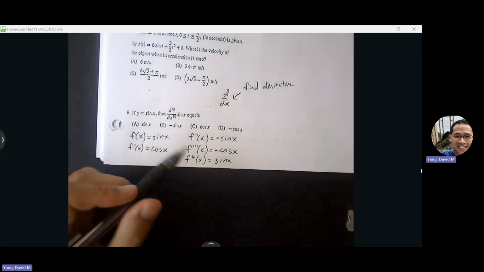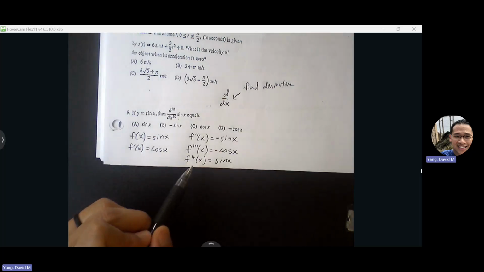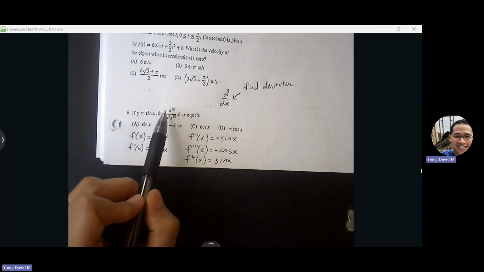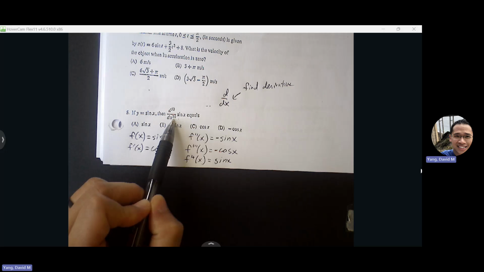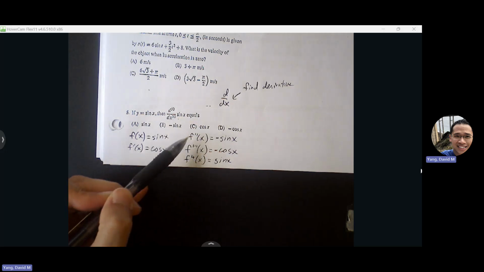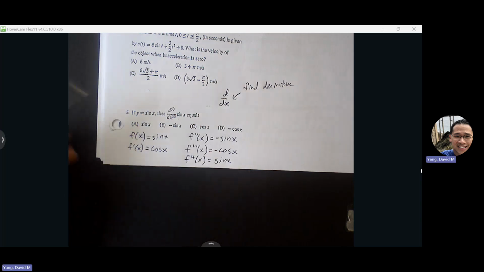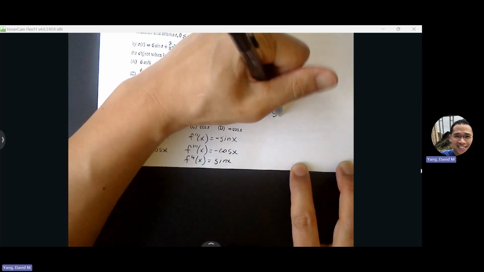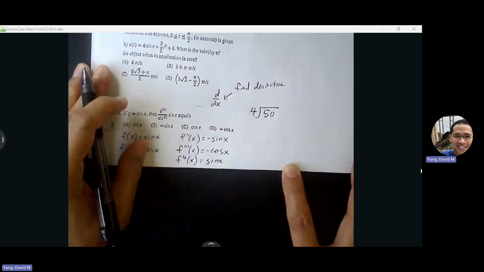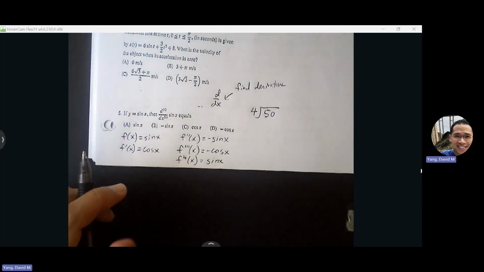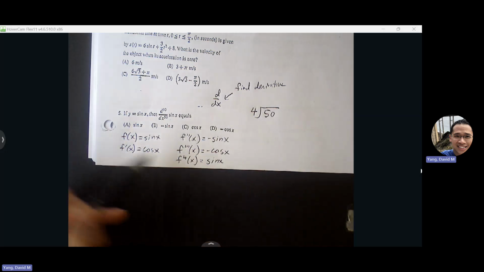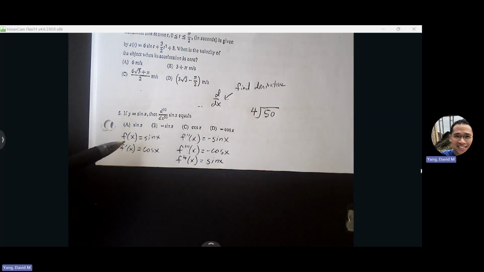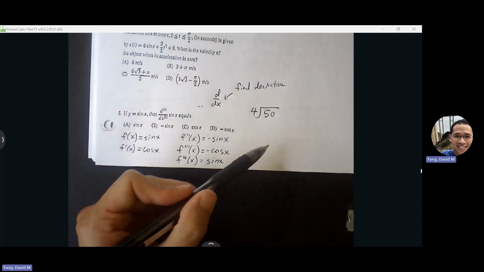So there's a cycle, right? Every fourth derivative is going to go back to the original function. So basically, we just have to figure out how many times 50 cycles through the four derivatives before it settles on one of these four. The easiest way to do this is just to divide by 4. If we divide by 4, we'll know how many full cycles it's going to go through, and then we should look at the remainder. The remainder is going to tell us where it's going to end up landing when it's finished all the cycles.